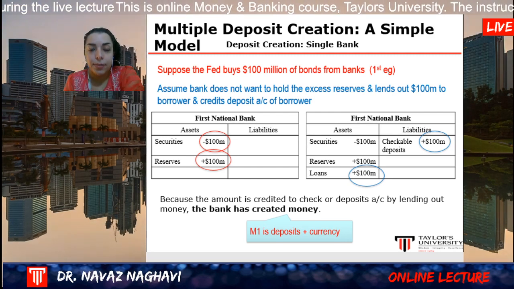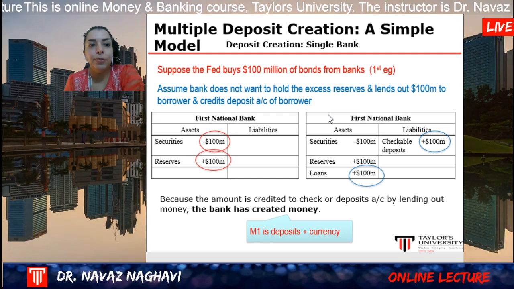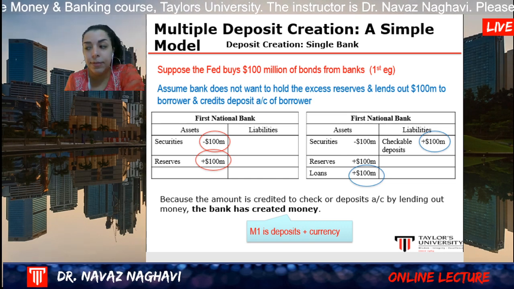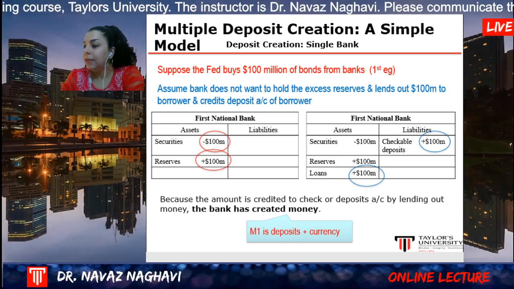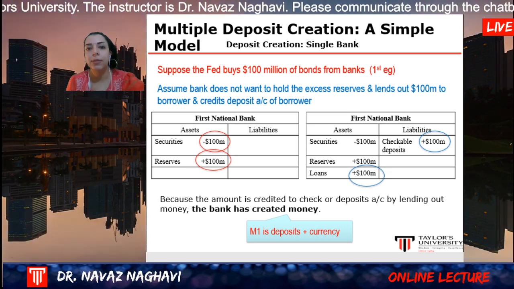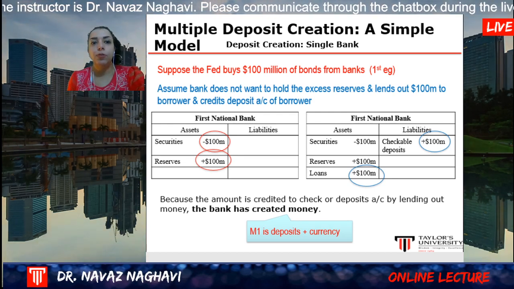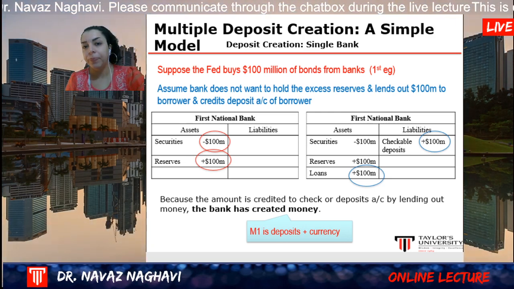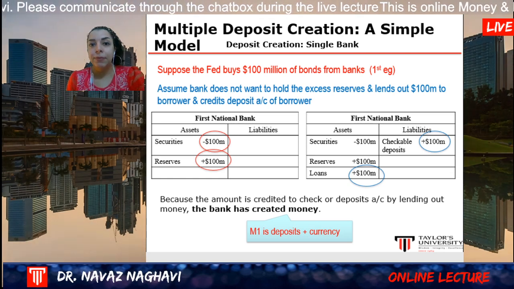Now we want to discuss how this reserve that we just discussed, and whose importance I emphasized, contributes to multiple deposit creation. In simple words, we want to show you how this reserve creates more and more money. Do you remember the multiplier effect in your macro?